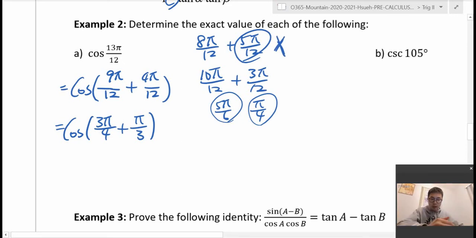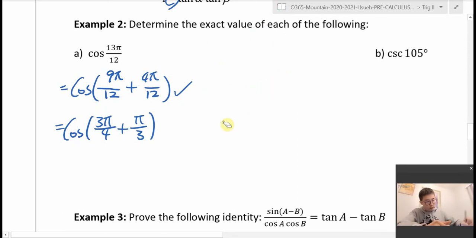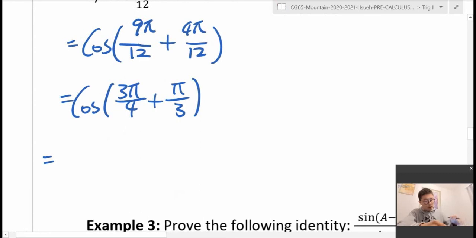So not all the combinations will work. Some will, some won't. Actually, most won't. So you just got to pick the right one. You could do this one, or do this one. It doesn't really matter. So now we can actually evaluate. So cosine, recall. I'm going to zoom in a little bit here.